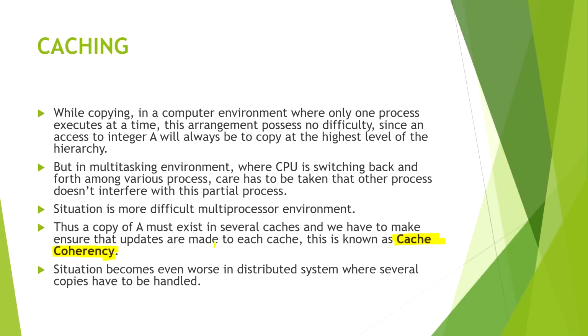In this, as soon as one processor changes the copy of the data, it will be changed in all of the copies in every cache. So this is called cache coherence. The definition is that a copy of A may exist in several caches, and we have to ensure that updates are made to each cache. In each cache, the changes have to be made.